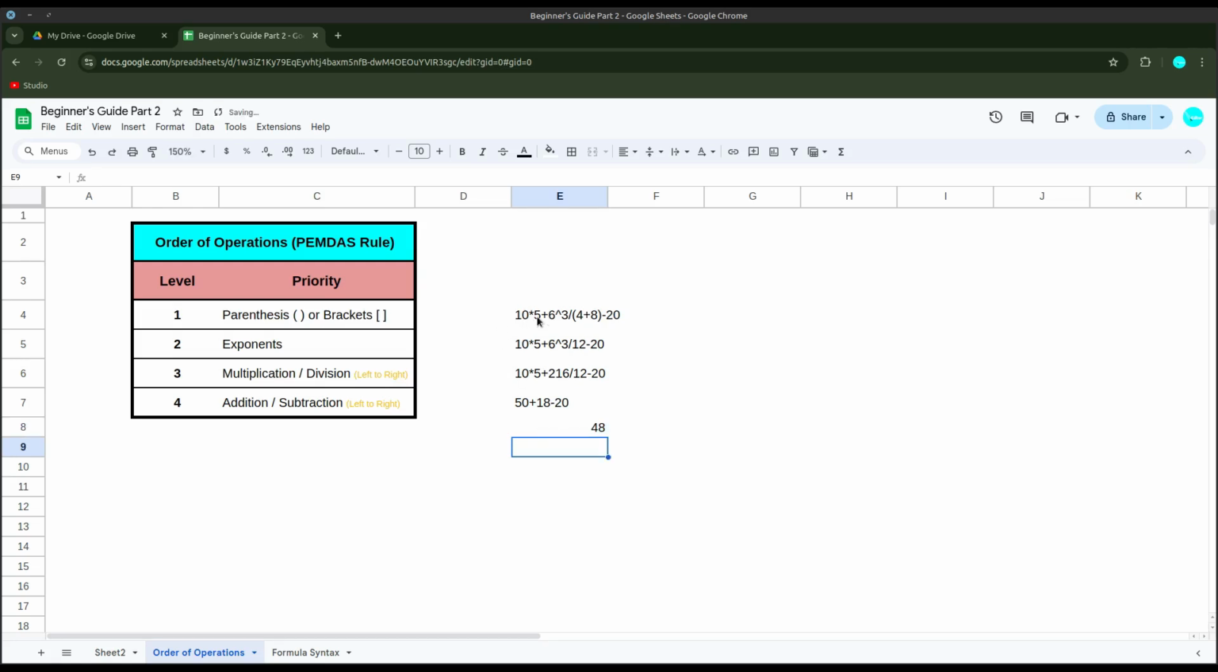So let's put an equal sign here so that Google Sheets will also calculate that. Yes, it is 48. So we were correct to solve this calculation according to the PEMDAS rule, or order of operations. In the future, when we build formulas in Google Sheets, we will always have to be careful about this order of operations so that we have no problem in calculating or analyzing data.